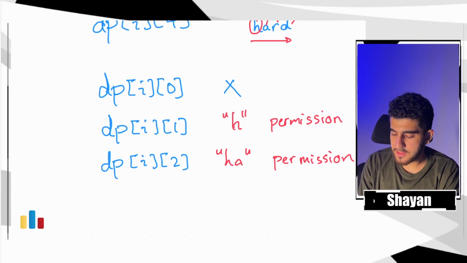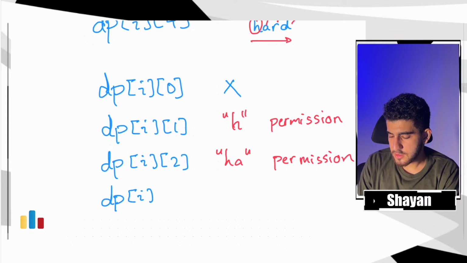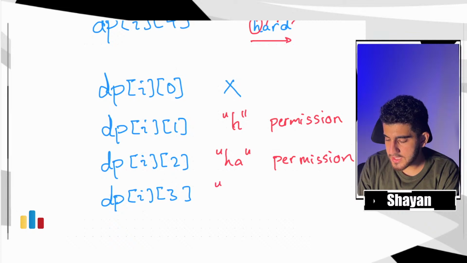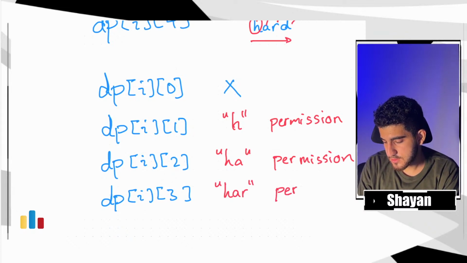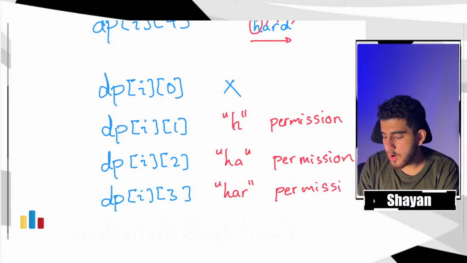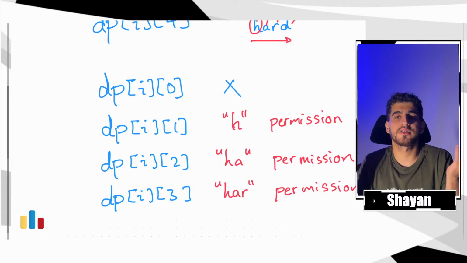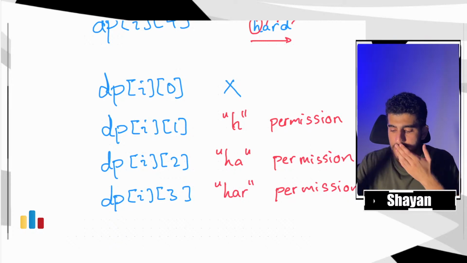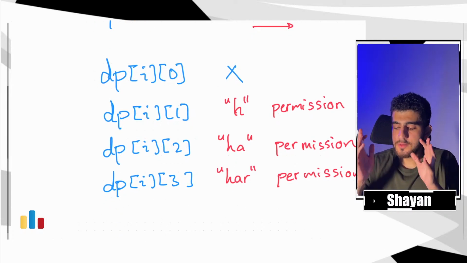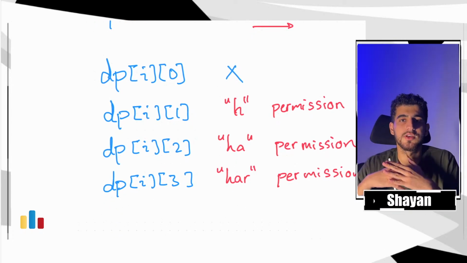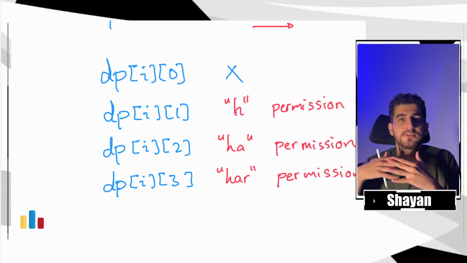And dp of I and 3 means what is the minimum cost to remove some elements such that only H, A, and R have permission to be matched. And these are all our DPs. DP of I and 4 is not valid anymore because then all the characters are matched and we don't want that to happen. So the point is, what is going to be our threshold? How much do we accept to be matched?